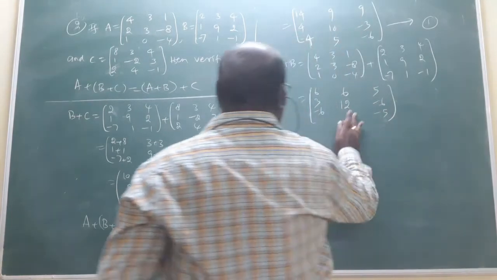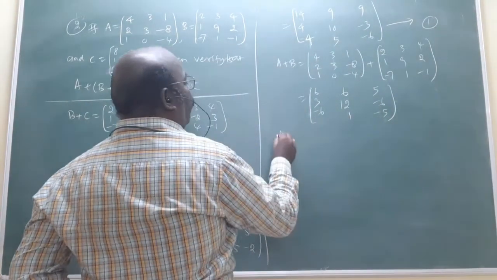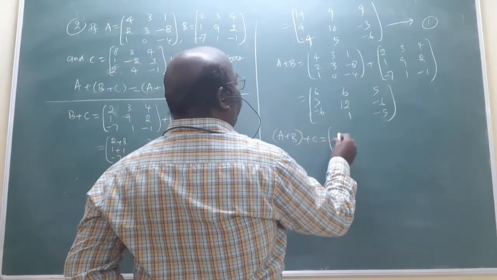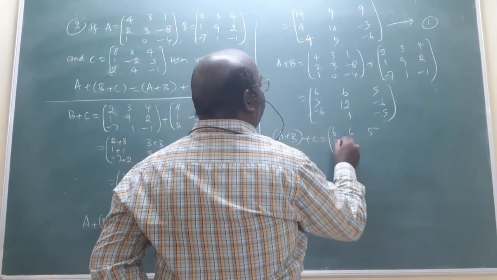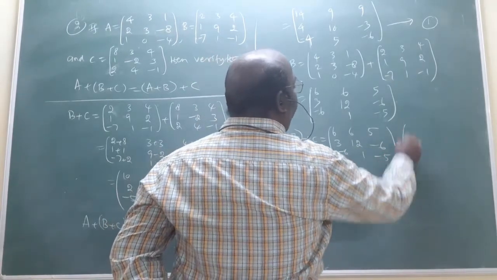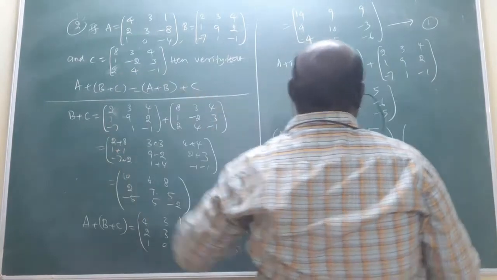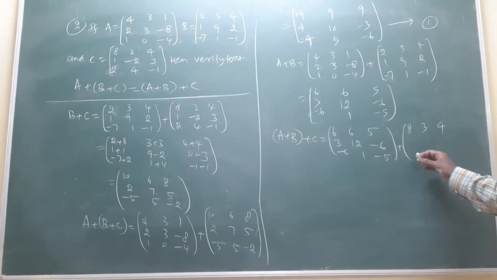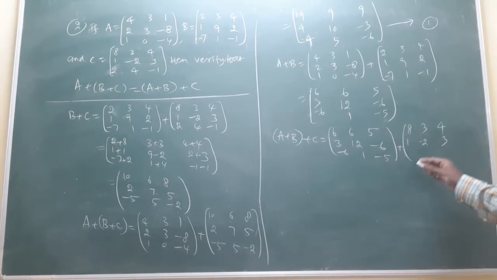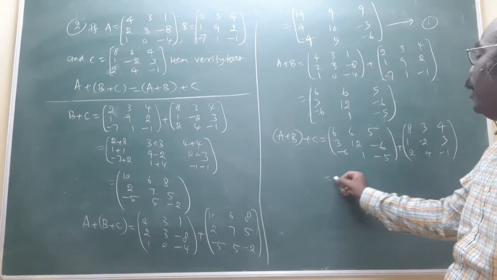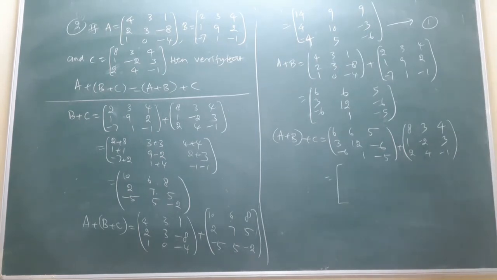What is the whole set? (A plus B) plus C. A plus B is 6, 6, 5, 3, 12, minus 6, minus 6, 1, minus 5. Plus C, which you already know: 8, 3, 4, 1, minus 2, 3, 2, 4, minus 1. Now again, the corresponding elements should be added.